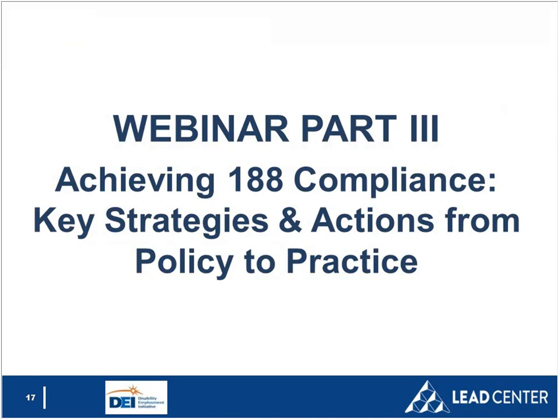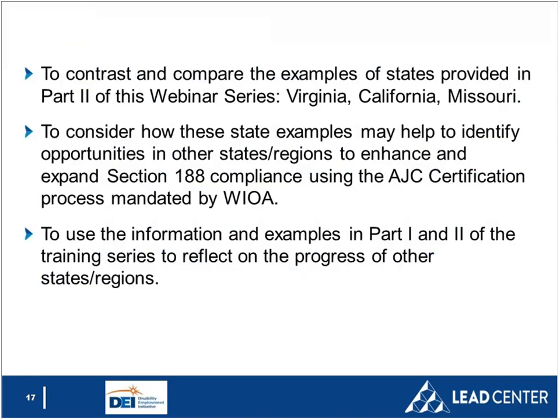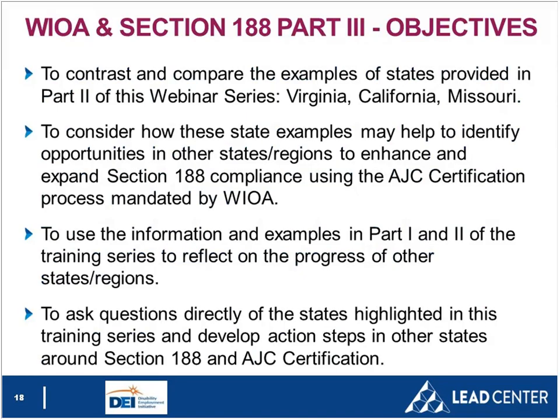So that brings us to today's webinar, part 3, Achieving 188 Compliance, Key Strategies and Actions from Policy to Practice. And here's what we hope to achieve. We'd like to contrast and compare the examples of states provided in this webinar, Virginia, California, Missouri, to consider how these examples may help to identify opportunities in your states and regions to enhance and expand Section 188 compliance using the AJC certification process mandated under WIOA.